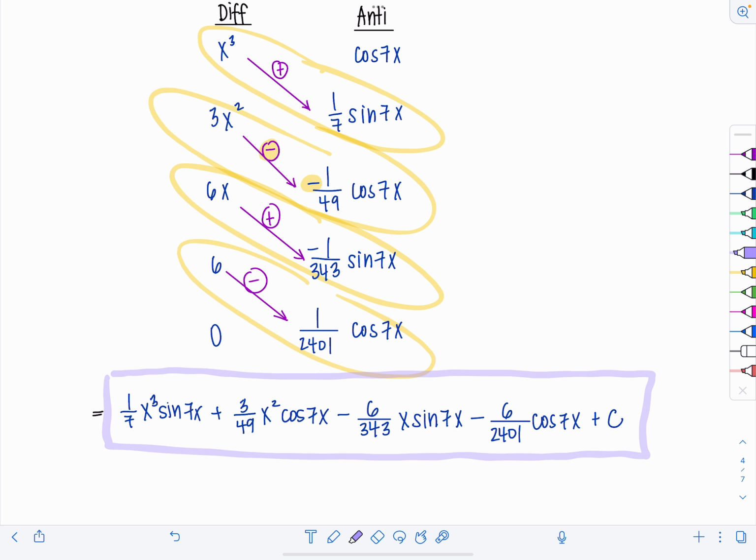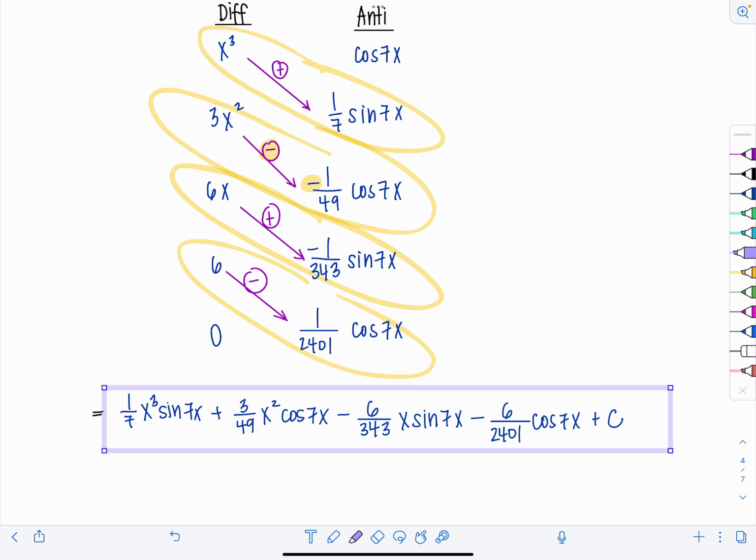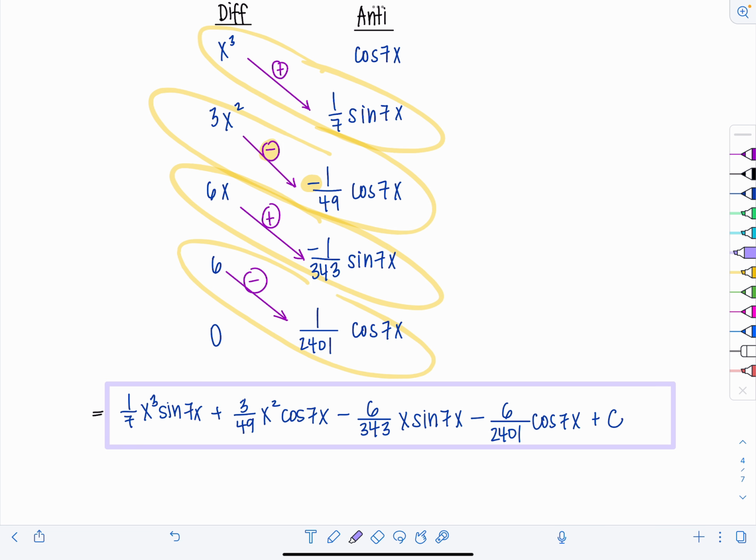So try it on another problem. I think you'll like it. It's a time saver for sure. Okay, cool. Hope you found that enjoyable. I've got a few more for you.